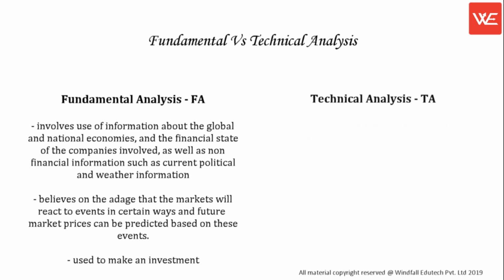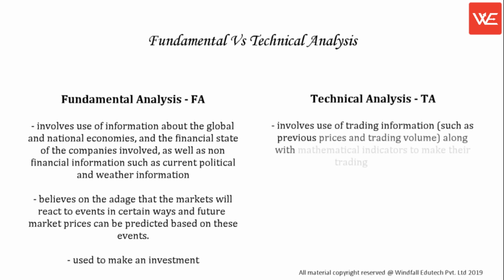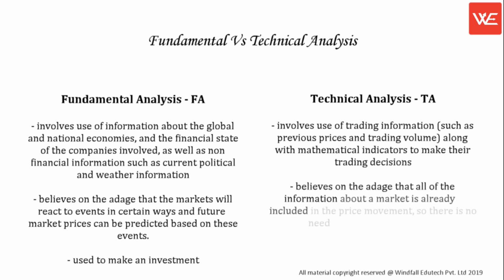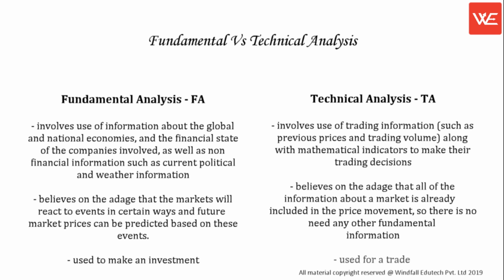TA involves use of trading information, such as previous prices and trading volume, along with mathematical indicators to make their trading decisions. It believes on the adage that all of the information about a market is already included in the price movement, so there is no need for any other fundamental information. It is used for a trade.